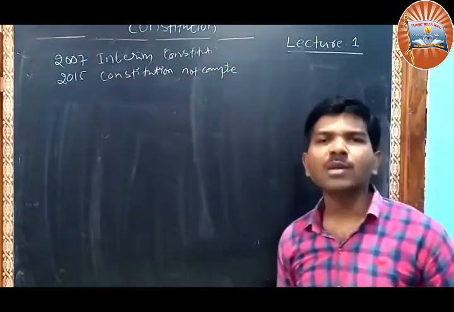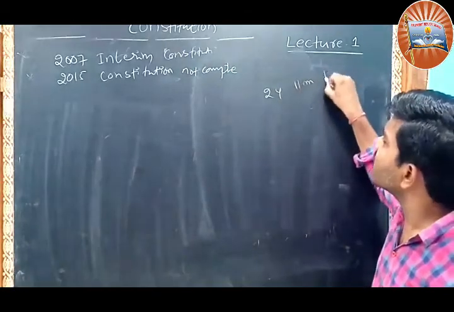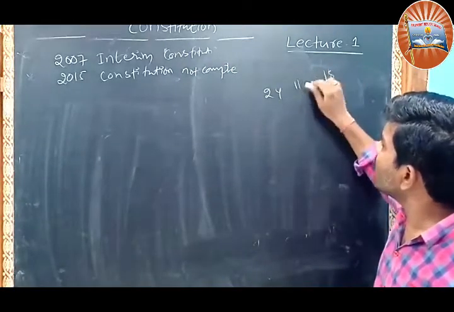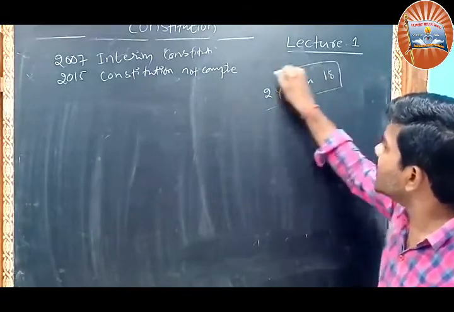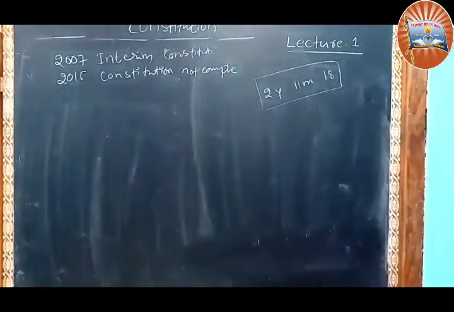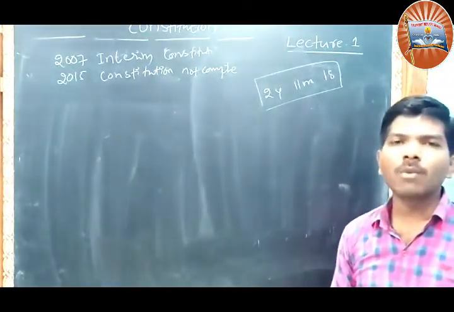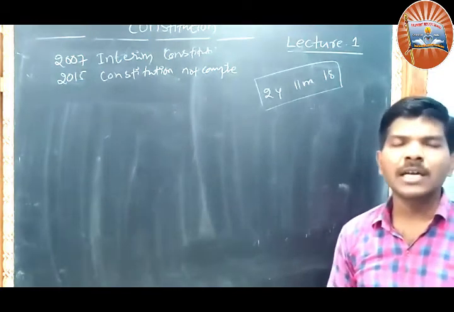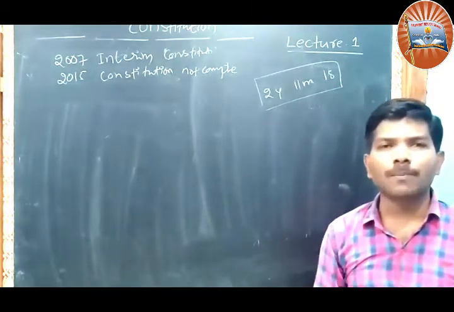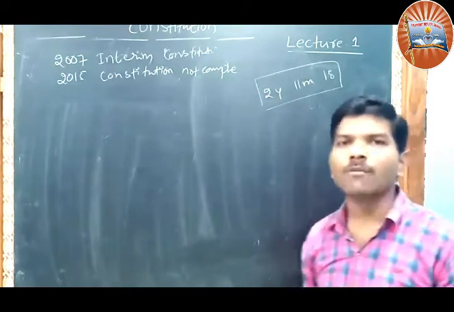Our Indian constitution was completed in 2 years, 11 months, 18 days. In this period, our Indian constitution was completed. But why was the Nepal constitution not completed in this period? The one important thing you have to understand is that the different political trends of Nepal could not come to a common agreement.